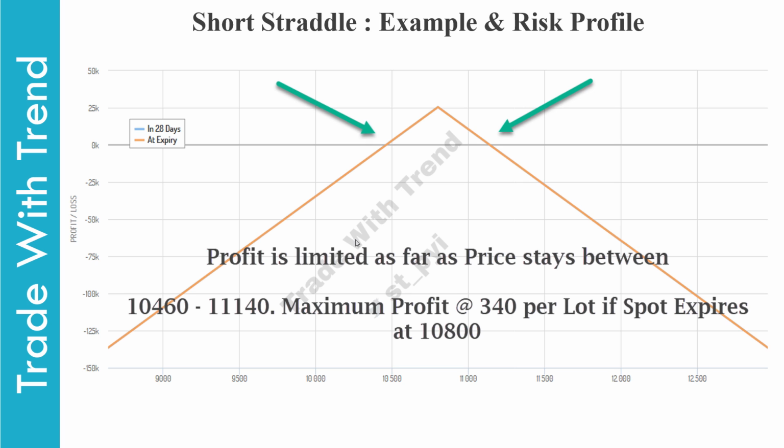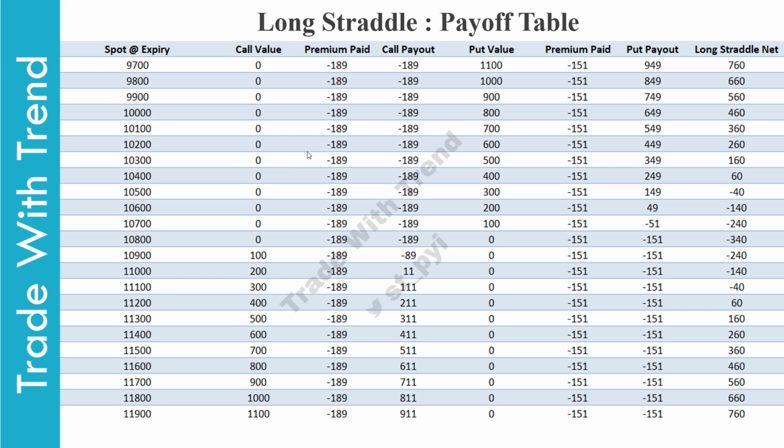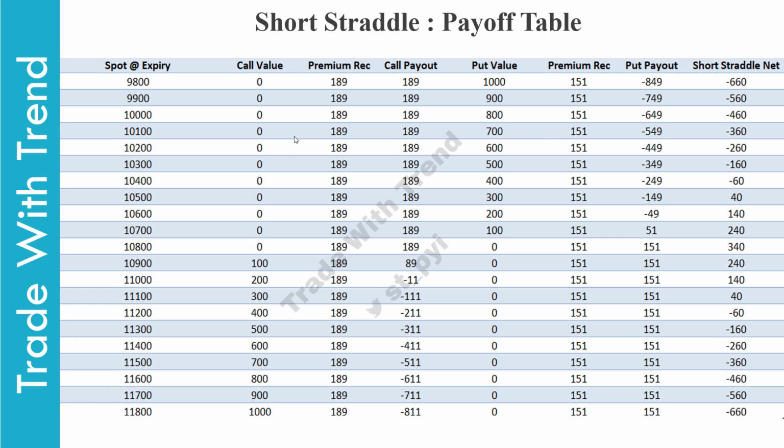So now what we'll do is, in the next section, we will proceed towards the payoff table of a short straddle and a long straddle to understand some basic calculations. So this is the payoff table for short straddle, and on the next slide I have the payoff table for long straddle. Now what I've done is, our strike price is 10,800, and therefore I've done calculations about 1,000 points lower from our strike price and 1,000 points higher from our strike price.